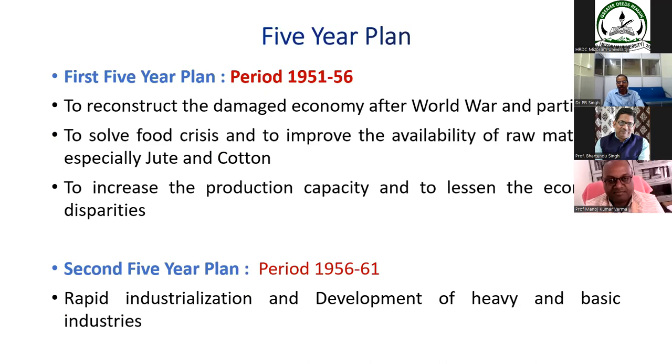In the second 5-year plan, rapid industrialization in the sector of steel, and in other sectors. At that time, 7 big steel plants were developed in India, Durgapur, Bhilai, Bokaro and some others. Also in the sector of zinc, alloys, and power. We were developing different production units to meet our industrial demands, because industrial energy demand is very high. So we concentrated on rapid industrialization in the second phase.